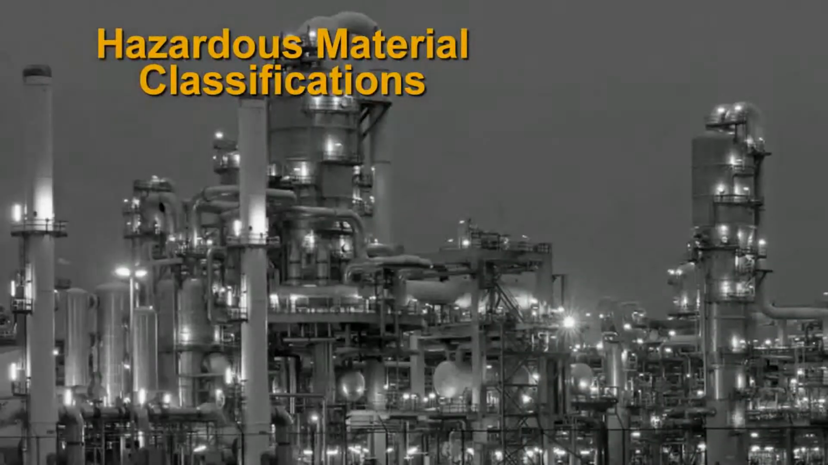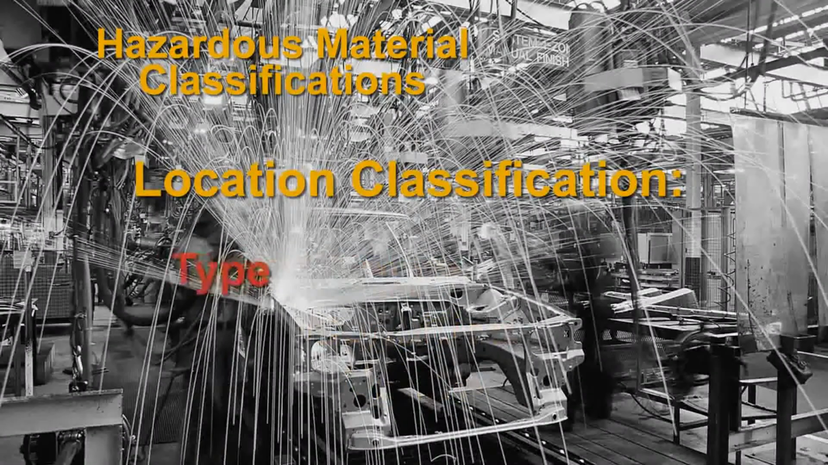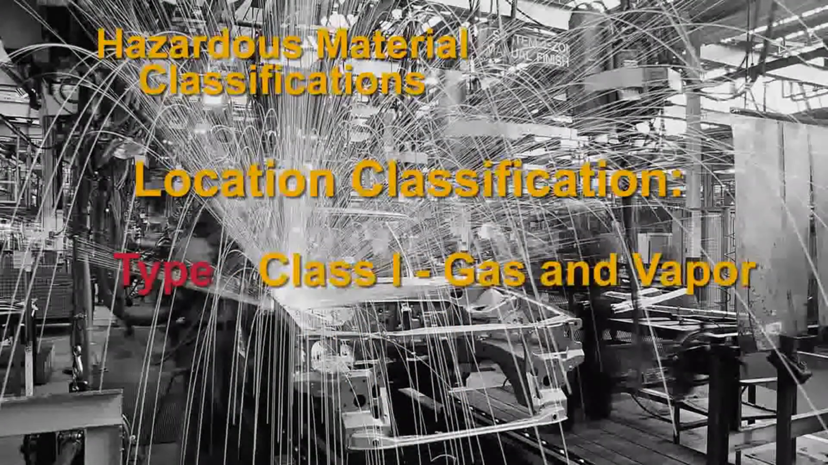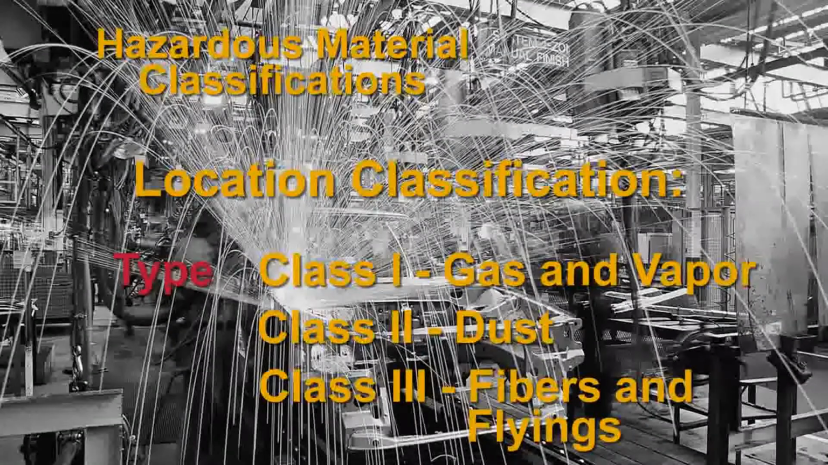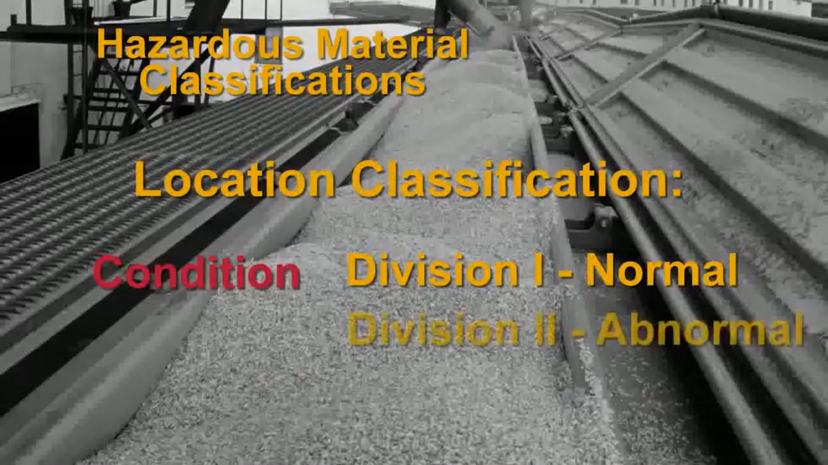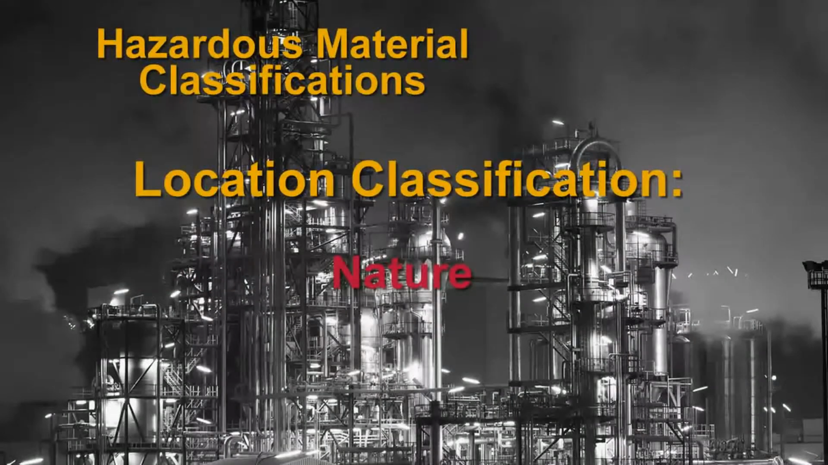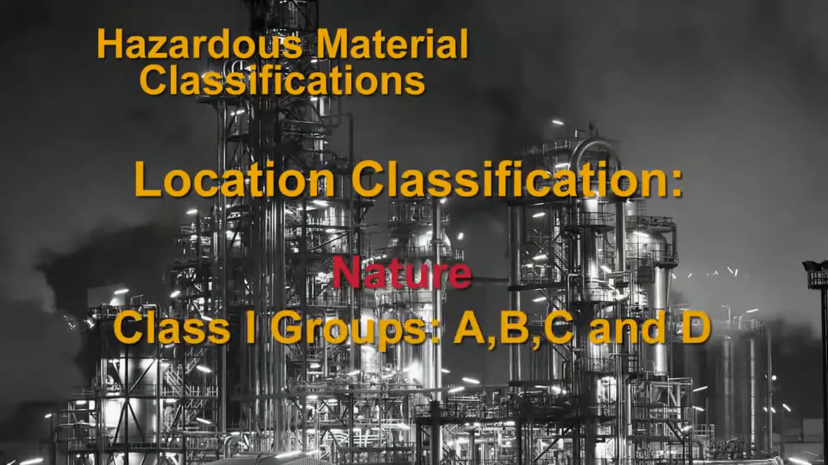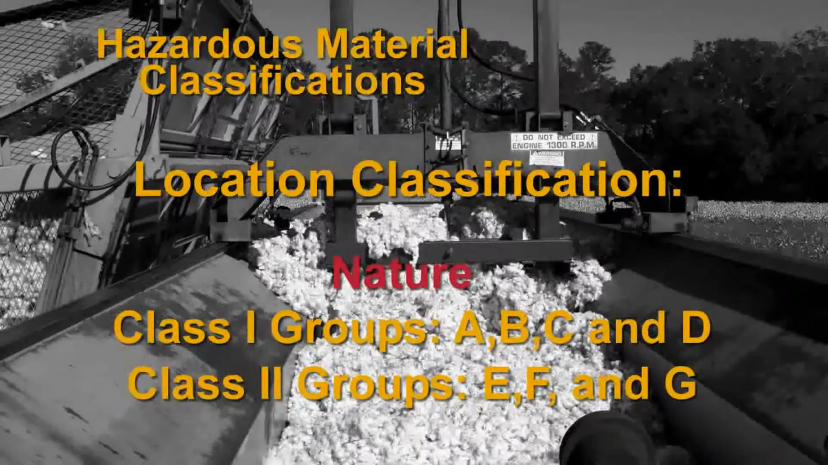In summary, hazardous locations are classified in 3 ways by the National Electric Code: type, condition, and nature. There are 3 types of hazardous locations: Class 1, gas and vapor; Class 2, dust; and Class 3, fibers and flyings. There are 2 kinds of hazardous conditions: Division 1 normal and Division 2 abnormal. And finally, there is the nature of hazardous substance, where we find Groups A, B, C, and D in Class 1 locations, and in Class 2 locations, Group E, F, and G.